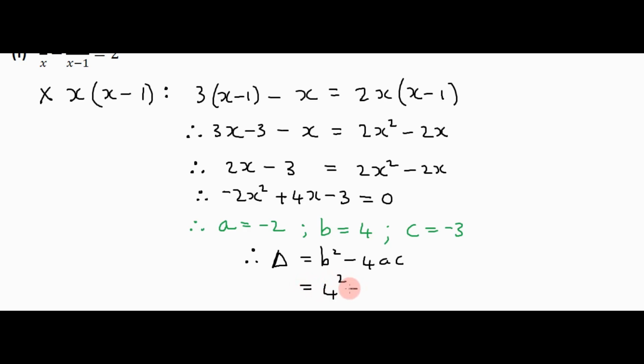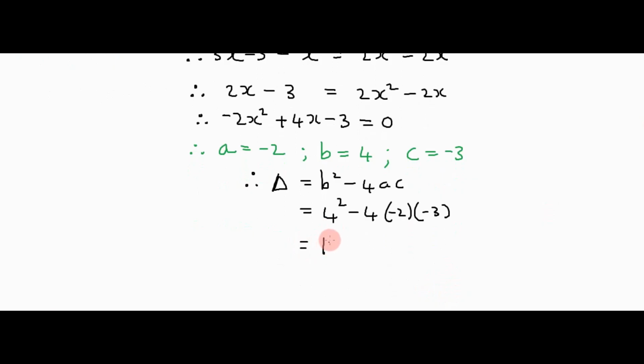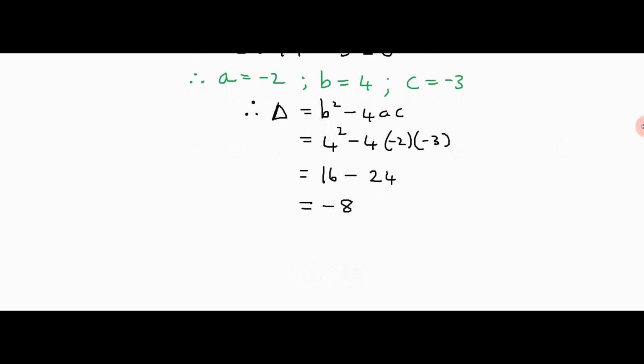So it's going to be 4 squared minus 4 times negative 2 times negative 3. This is 16 minus, that's going to be 4 times 2, which is 8, times 3, which is 24. So 16 minus 24. This, of course, is negative 8. So we see that delta is a negative number, or less than 0, and we can conclude that the roots are non-real.